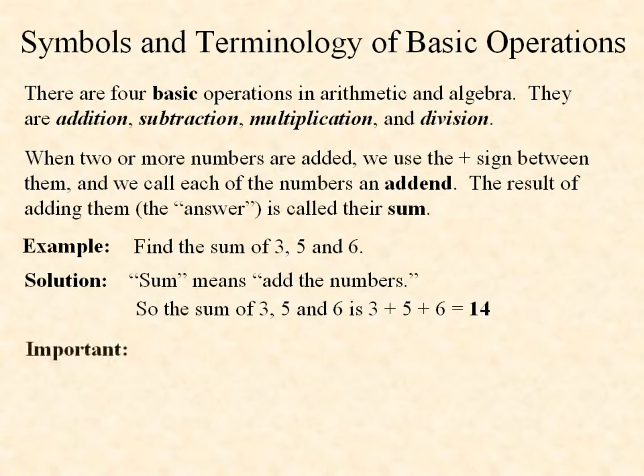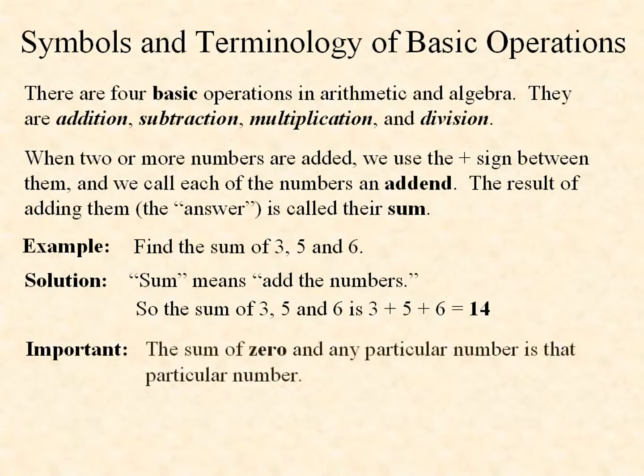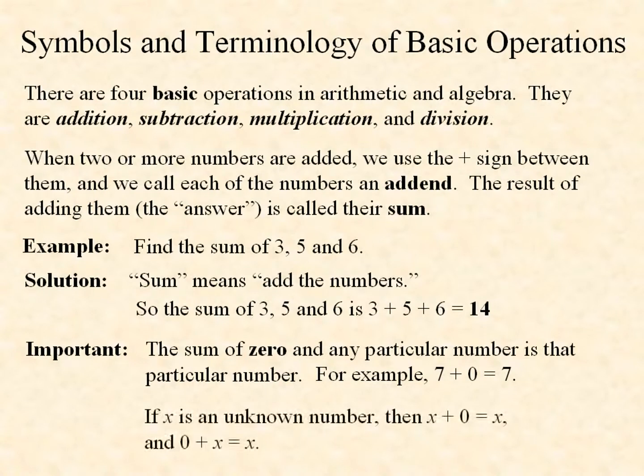Very important. The sum of 0 and any particular number is that particular number. For example, 7 plus 0 is 7. If x is an unknown number, then x plus 0 is x, and we can also write 0 plus x is x.